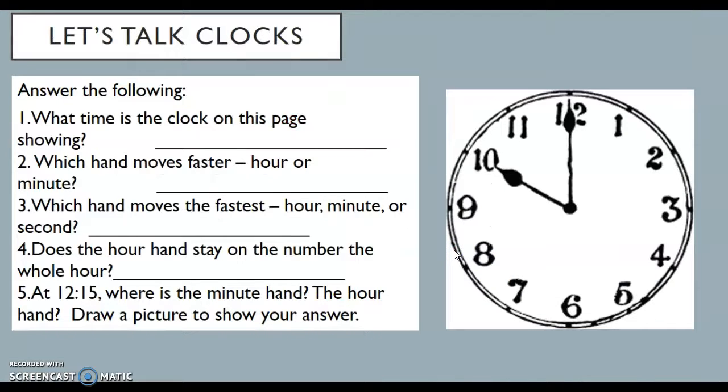Okay. Now, this clock is showing 10 o'clock right on the top of the hour. We know that our minute hand moves faster than the hour hand, and this clock does not have a second hand on it, but the second hand moves even faster than the minute hand. Now, drawing your attention down to number 4, does our hour hand stay on the number the whole hour? And the answer to that is no. As the hour passes, the hour hand slowly moves closer to the next number, and it does this proportionally depending on how much of the hour has passed.